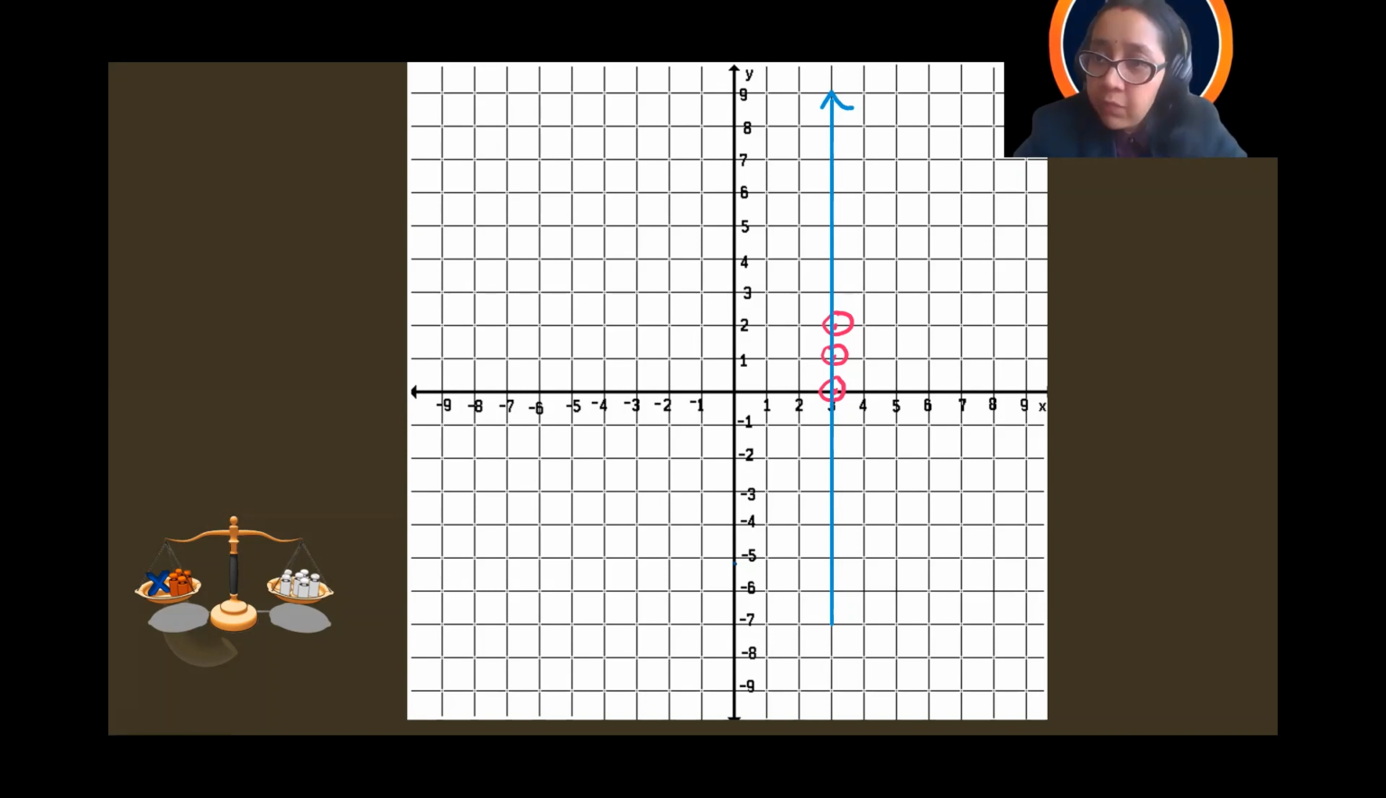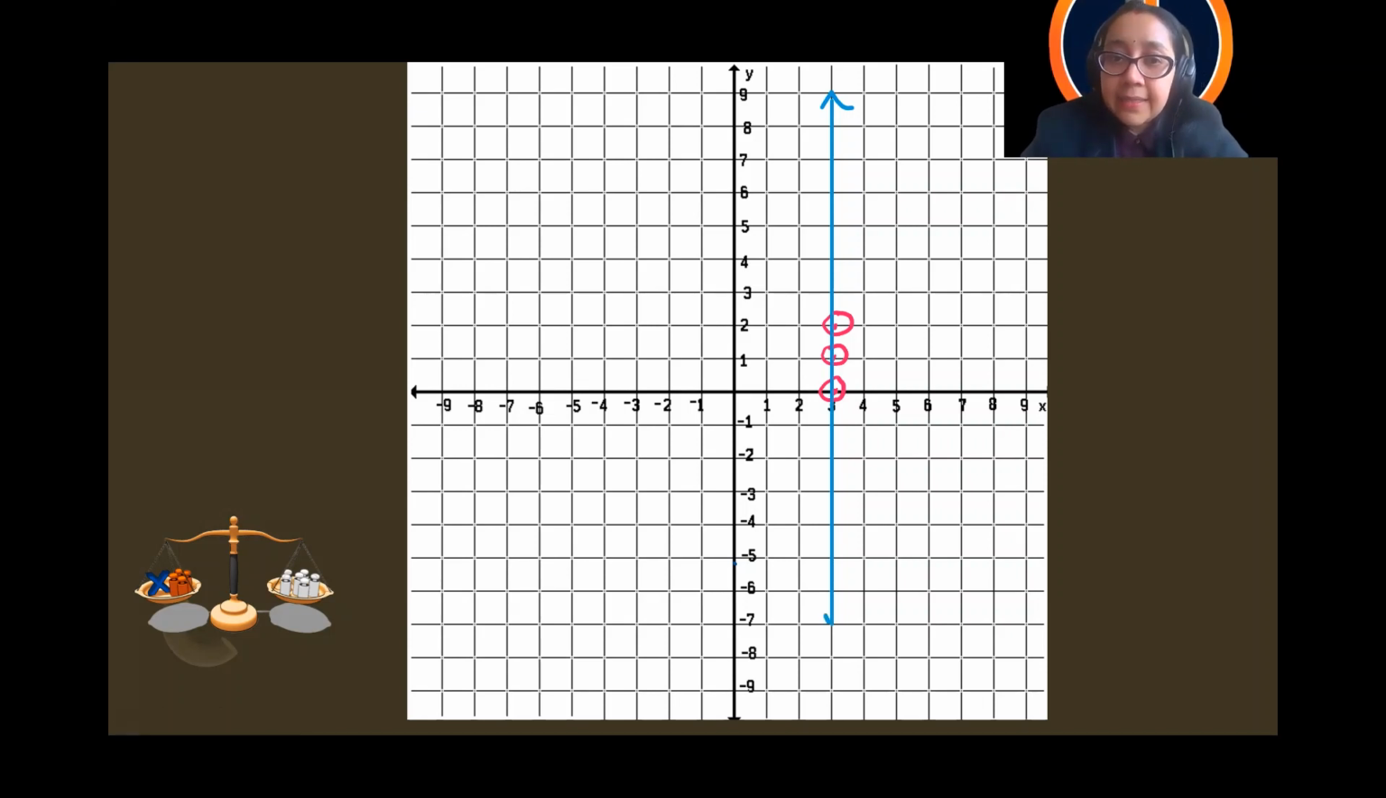Now tell me one thing. What do you mean by x equal to 3? Since x is constant, x is not changing, y is changing. So you can see that the line formed is parallel to the y-axis, right? So whenever x is constant, whatever value it has, and only the other variable is changing, the line is parallel to the y-axis. So if x is constant, the line is parallel to the y-axis.